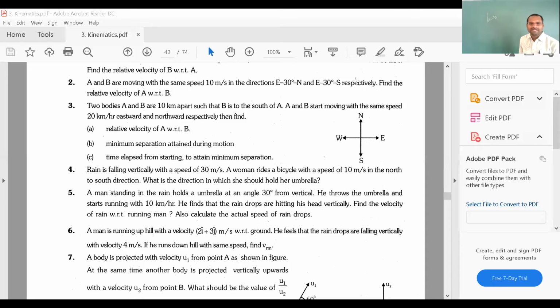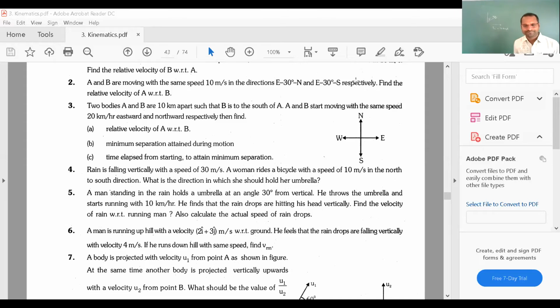Next, what are they saying? He throws the umbrella and starts running with 10 km per hour. Now he is throwing his umbrella and starts running like this. Velocity of man is 10 km per hour. He is running now like this. He finds that raindrops are hitting his head vertically. Now this man who is running finds that raindrops are falling on him vertically. That is the point they have given.